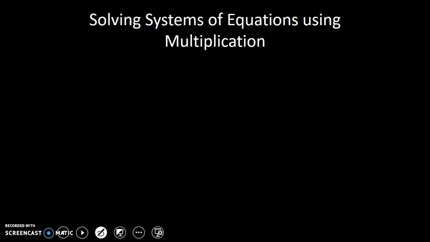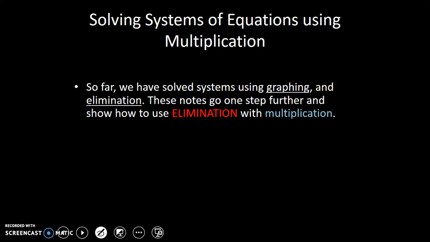Now, what if I have a situation where I do not have two variables that have the same coefficient? That's why I'm going to use solving systems of equations using multiplication. So far we've talked about graphing, substitution, and elimination. These notes will take elimination one step further to use multiplication.